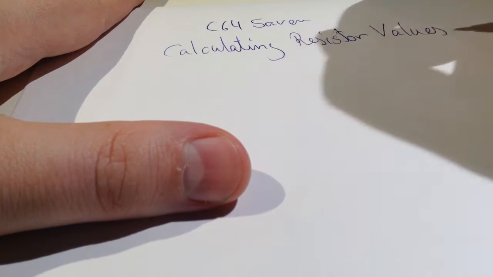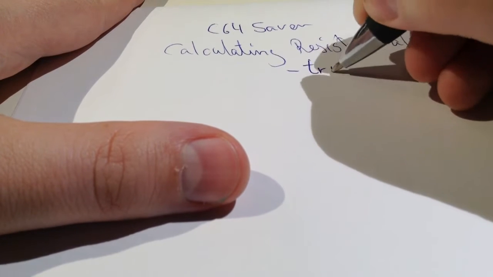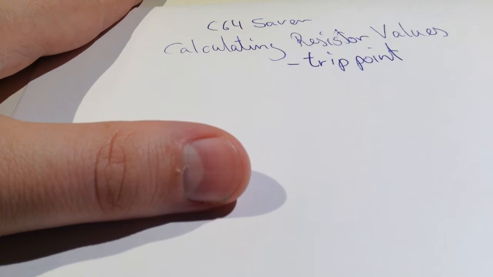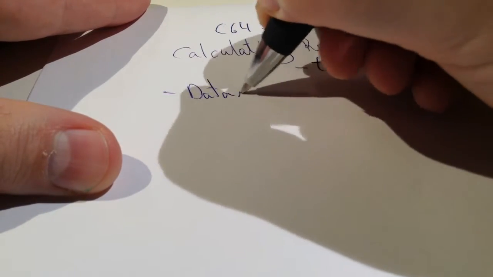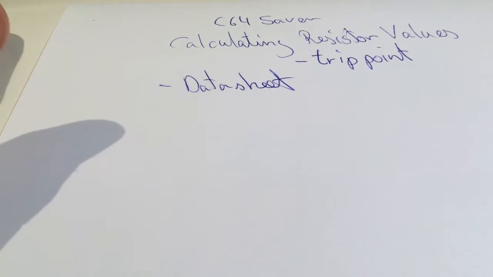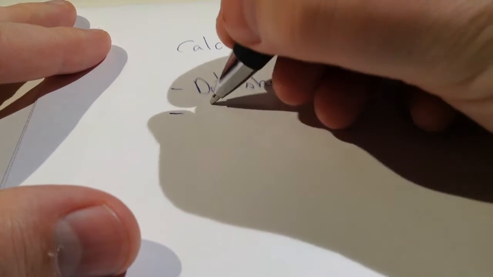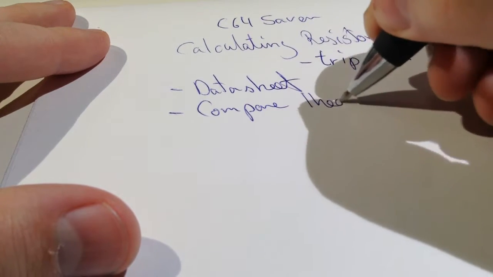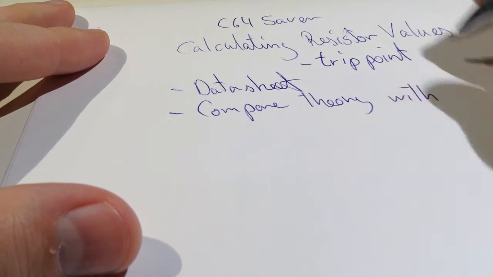Hello. So let's look at the Commodore 64 saver, and we're going to calculate the resistor values and its trip point. We'll also look at the data sheet and the formula in there so we can compare our theory. So we're also going to look at theory here.